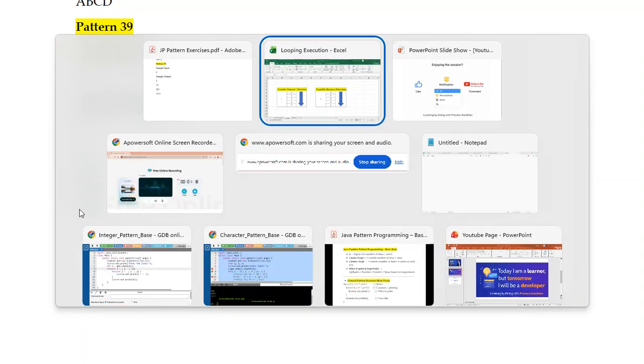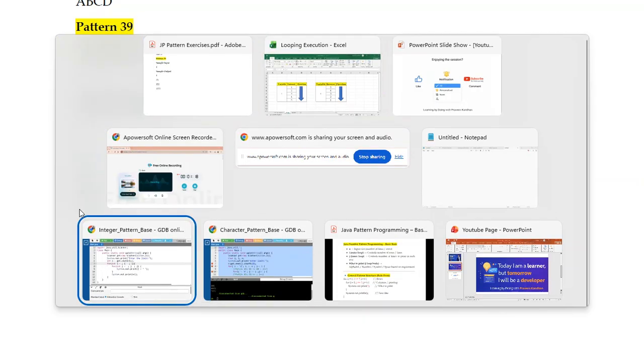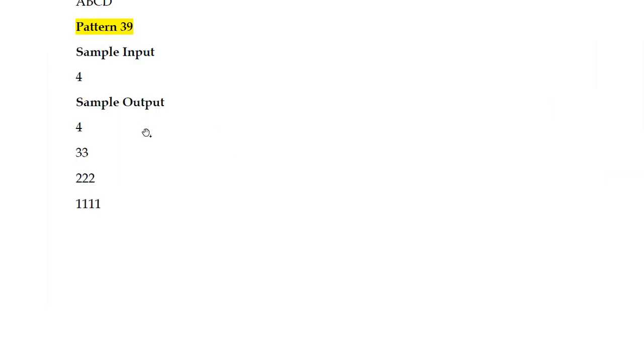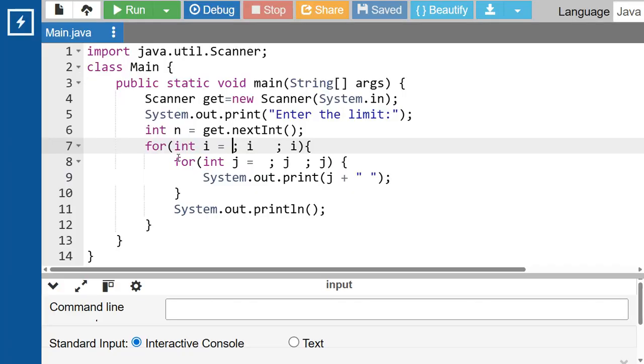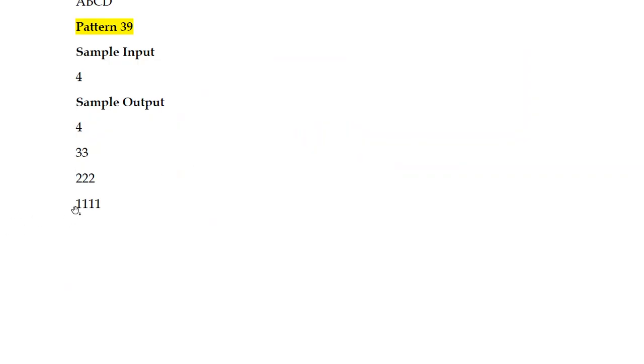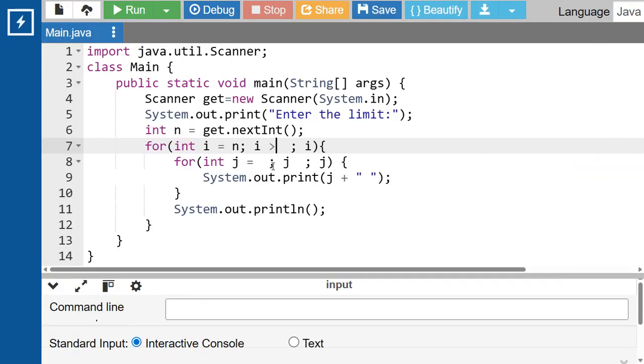As usual, we have to move in the reverse direction. First of all, n is my starting point, because if my sample input is 4, I'm starting from the fourth position. So i equal to n. Till which line number am I printing? Till the first row. For that I'm giving i greater than or equal to 1. Till I reach 1, my loop should execute. Starting from 4 and reaching 1, I have to decrement. For that purpose I'm giving the decrement operator here.